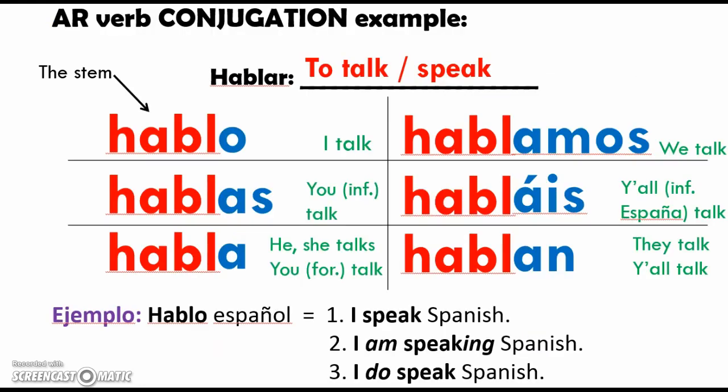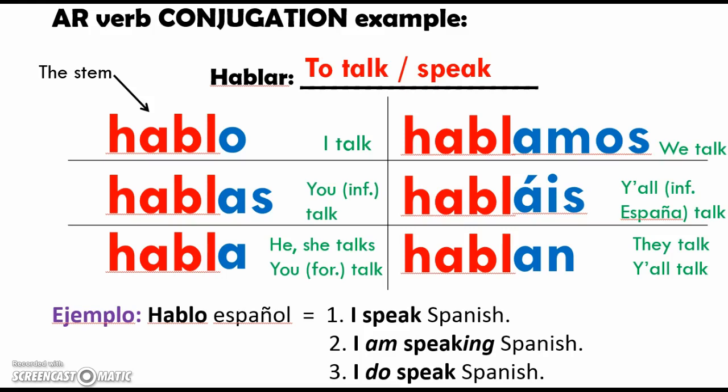Por ejemplo, the verb hablar, to talk or to speak, is an AR verb because it ends in AR, as you see right here. Now we've chopped off the ending, the AR, and we've added these new endings, again, just as the chart before this slide. Hablo, hablas, habla, hablamos, habláis, hablan.